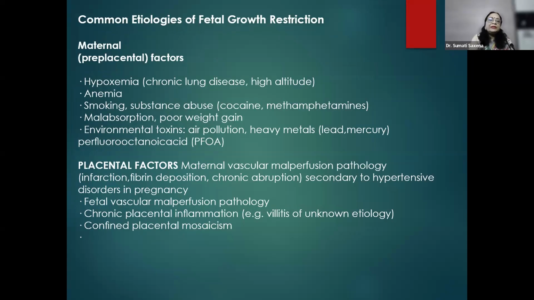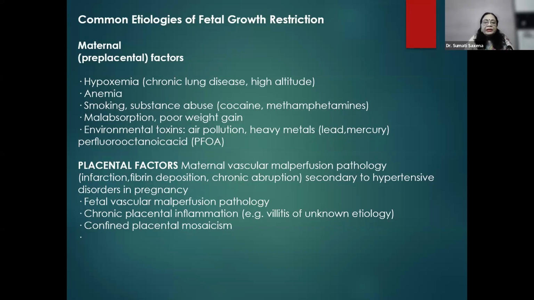So in pre-placental factors, if there is hypoxemia, meaning a decrease of oxygen concentration in the mother because of chronic lung disease, or because of high altitude, or because of anemia, then there are more chances of having IUGR, FGR. And if there is a history of smoking, substance abuse, or malabsorption, or poor weight gain, or environmental toxins in the form of air pollution, which nowadays is a very important factor causing FGR.